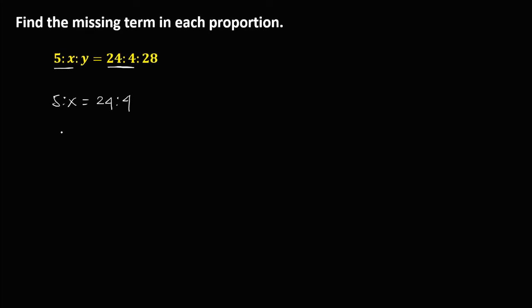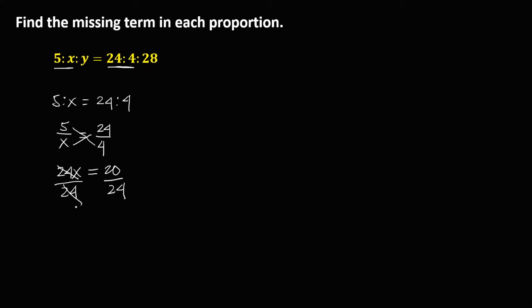Then rewrite this one in fraction form. So 5 is to x is 5 over x. Then this 24 is to 4, that's 24 over 4. Then cross multiplication. So x times 24, that's 24x, then equals 5 times 4, this one is 20. So to solve for x, divide both sides by 24.